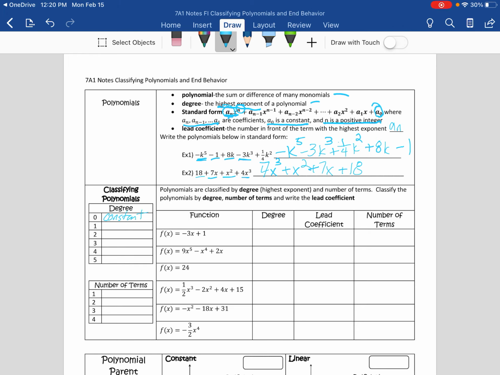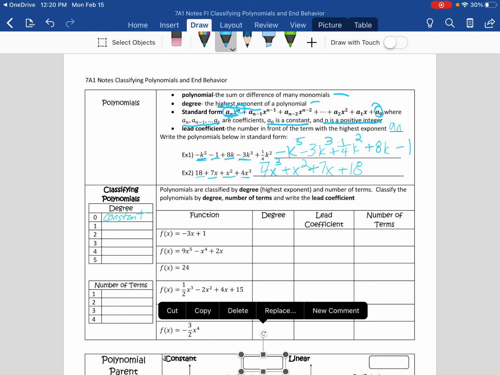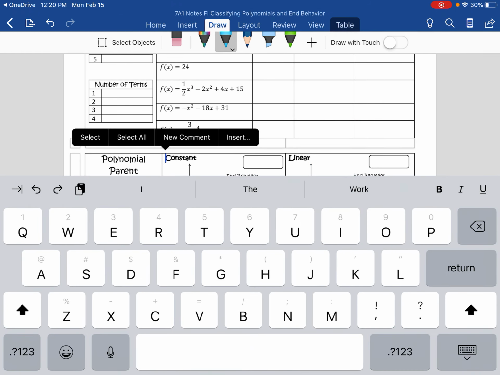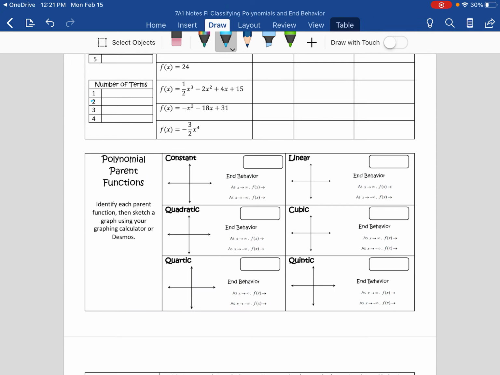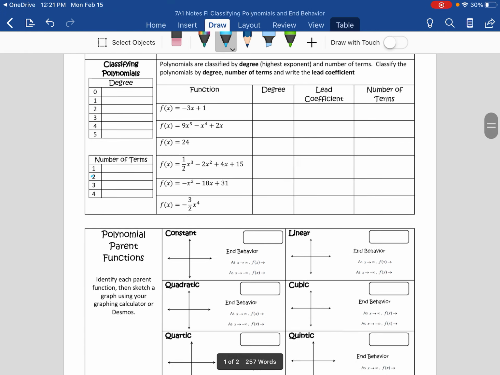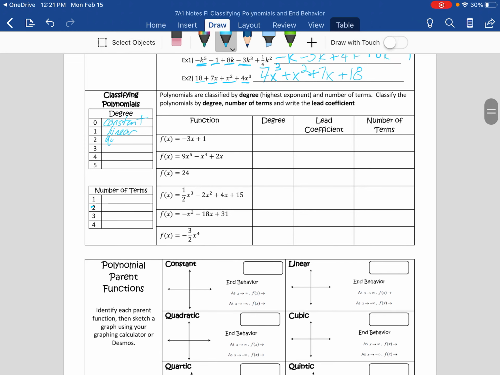So, little things that you need to know. If your degree is 0, it's called a constant. It's important if you're ever given this terminology. If it's to the first degree, that's called linear. If it's a second degree, which means the highest degree is an x squared, it's quadratic. Third degree is called a cubic. Fourth degree is called a quartic, and fifth degree is called a quintic.